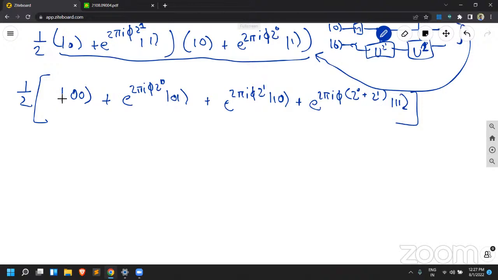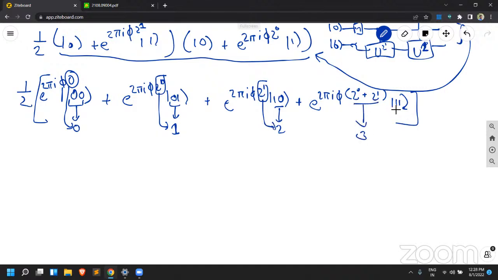Since the coefficient of 0, 0 is 1, we can just write it as e to the power 2 pi iota phi 0. So if you see in binary form, this is 0, 0, which when you convert from binary to decimal is 0. And the factor that we are multiplying with phi is also 0 over here. And this, when translated to decimal, will give you 1. And this 2 to the power 0 is also 1. And this is also 2. And this is also 2. And when you add these two, you are going to get 3. And when you translate this 1, 1 into decimal, you're going to get 3.